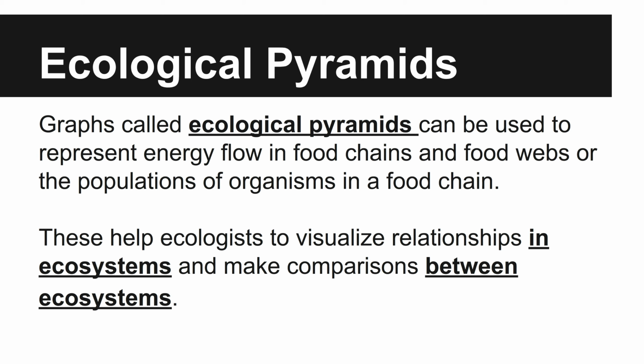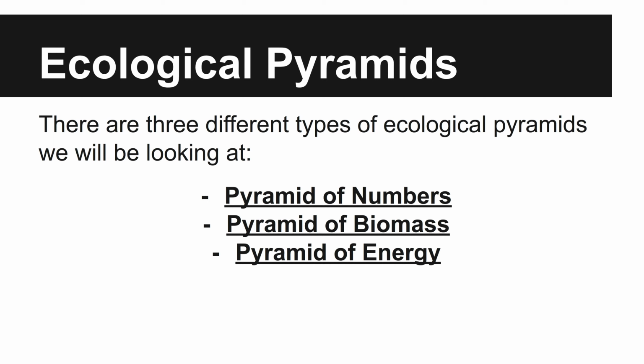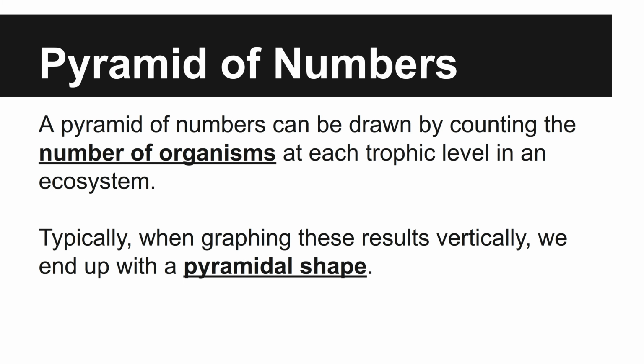The graphs that we call ecological pyramids can be used to represent energy flow in food chains and food webs, or the populations of organisms in a food chain. These help ecologists to visualize relationships in ecosystems and make comparisons between ecosystems. There are 3 different types of ecological pyramids we have to know: the pyramid of numbers, pyramid of biomass, and pyramid of energy.